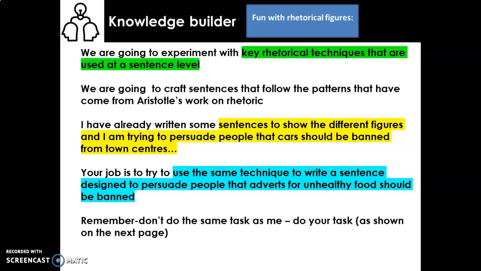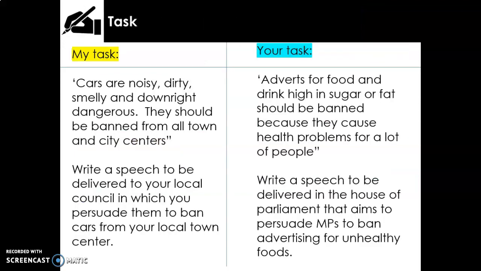But your job, okay, and you will see this as we work through, is to try and use the same technique, but you're going to write your own sentence using that technique on a slightly different topic. So it stops that copying. Okay, it's going to encourage you to create your own example in a creative way. Okay, but your topic is going to be to persuade people that adverts for unhealthy food should be banned. Now, remember, as we go through this, you don't copy my task, you do your task, okay? And I'll make it clear what I want you to write down. Once we've done the first couple, you'll get into the flow of this, so you just got to trust me.